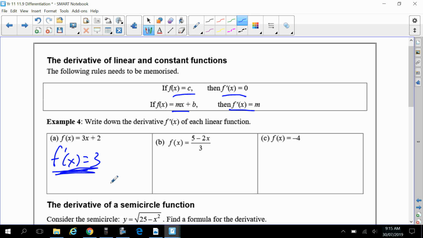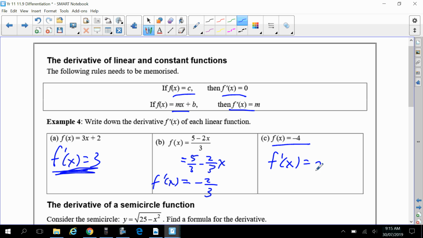It's everything. So now how about this one? Be careful writing in gradient intercept form. So therefore the gradient f dash of x, remember, it's negative 2 over 3. Write f dash of x. Joseph, what's the f dash of x with that one?